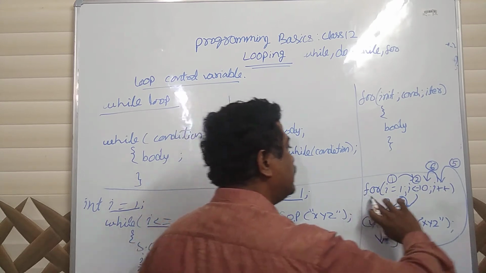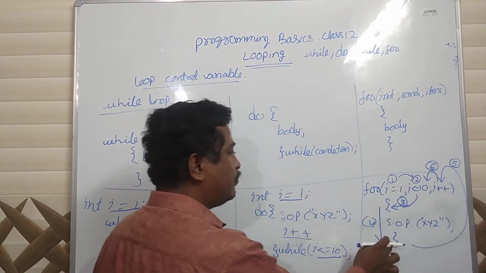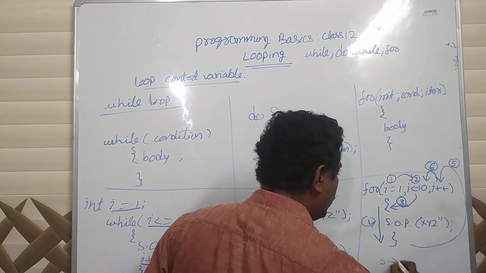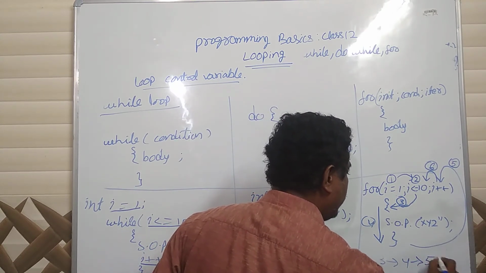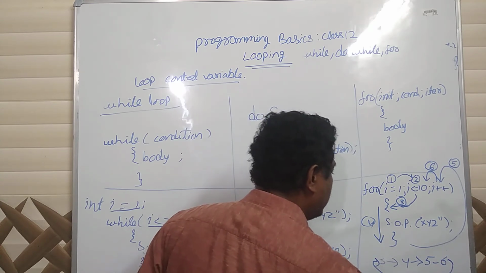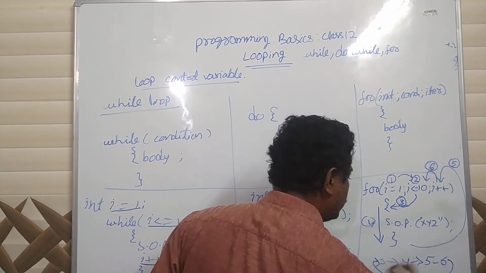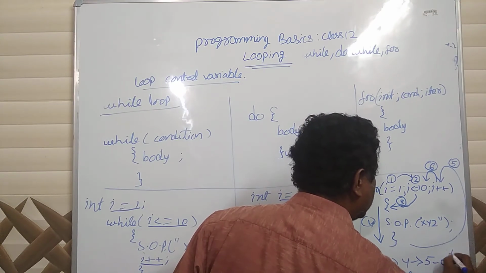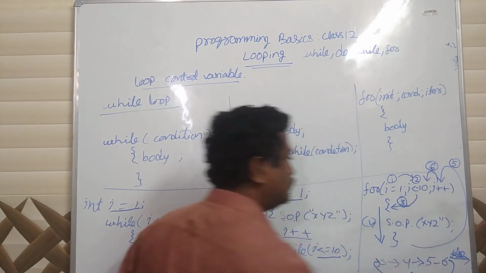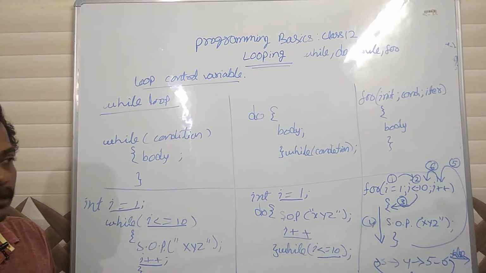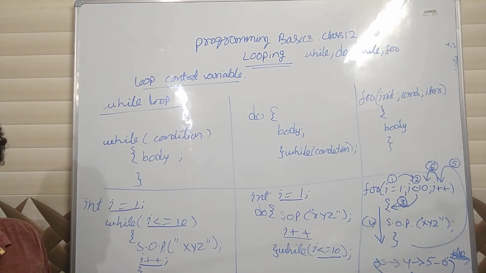We should not think in a single line. After condition, body of the loop, so you just put the 3 4 5 6 steps. After 6, again it will come to 3 if the condition is true. If the condition is false, it will go outside. This looping concept is there in all the languages.